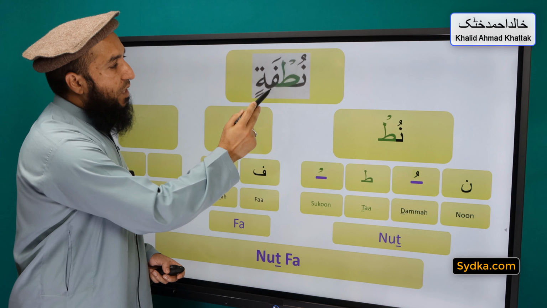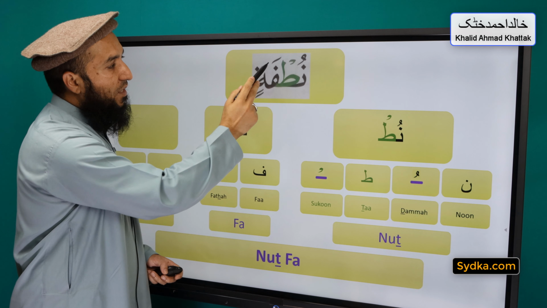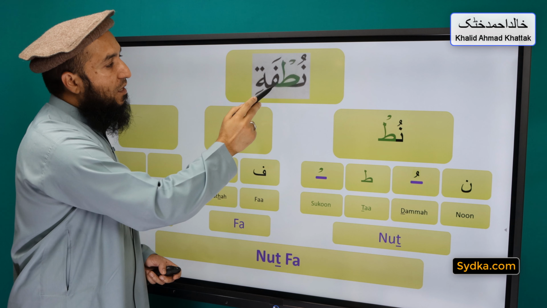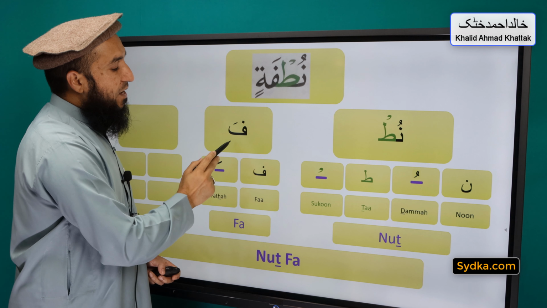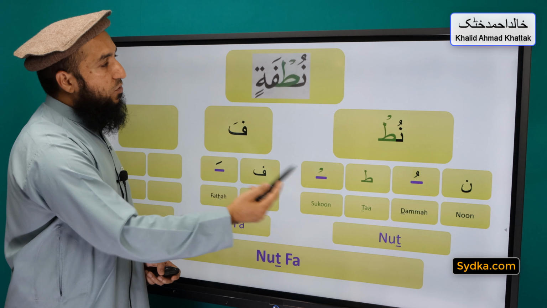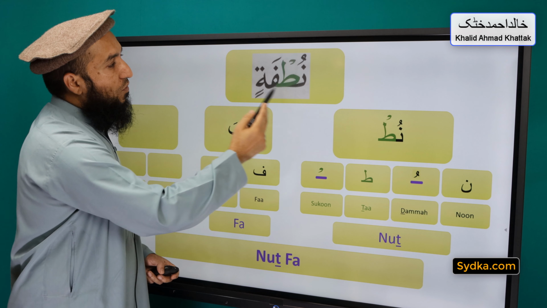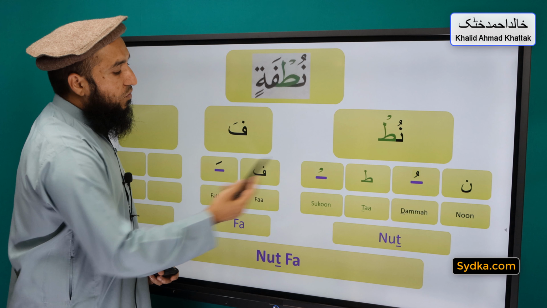The second syllable we have is fa fatha fa. Fa is a light letter, it has fatha on top of it and it is prolonged for 1 count. Fa fatha fa. Combining both syllables together we have نطفة.